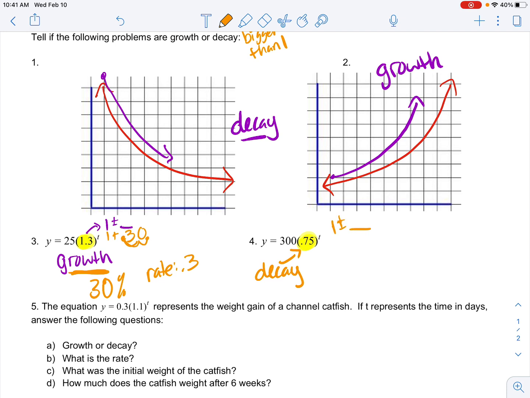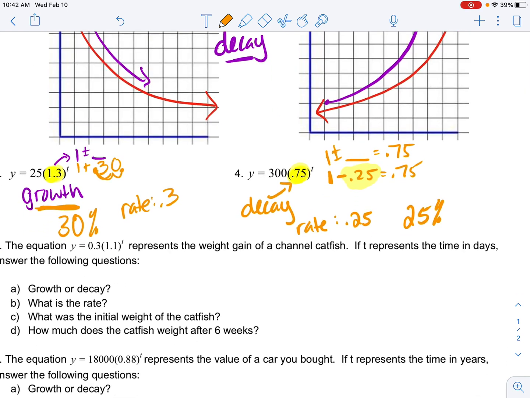So what are we doing on this one to get 0.75? Well, to get 0.75, I'm going to do 1 minus 0.25, and that gives me 0.75. So that 0.25 would be my rate. Or I could move that decimal over 2 places and say 25%. Okay, so let's do 2 more examples.